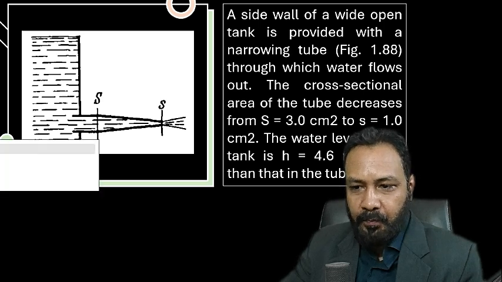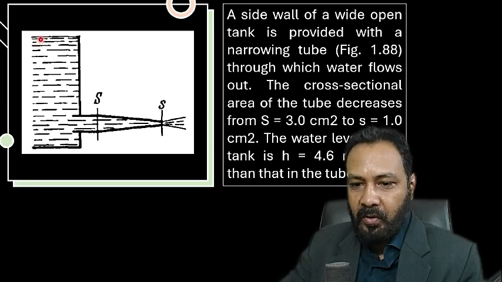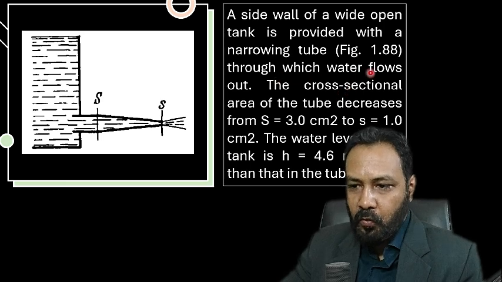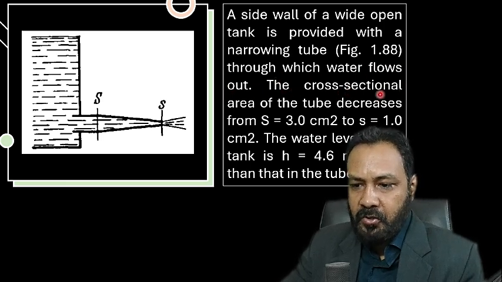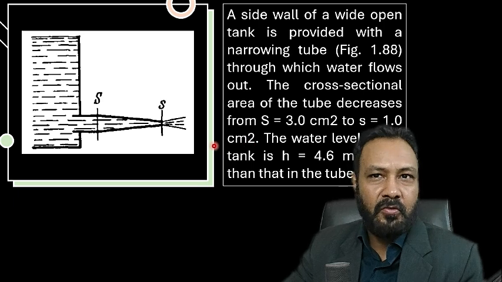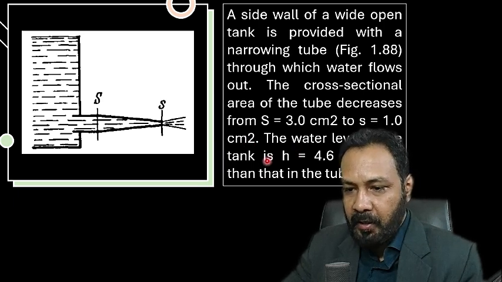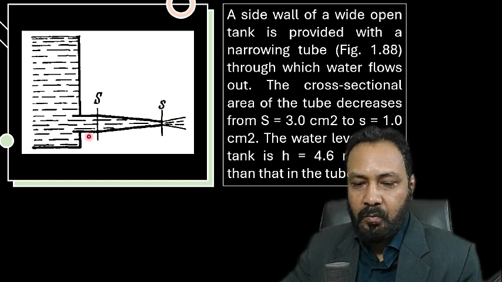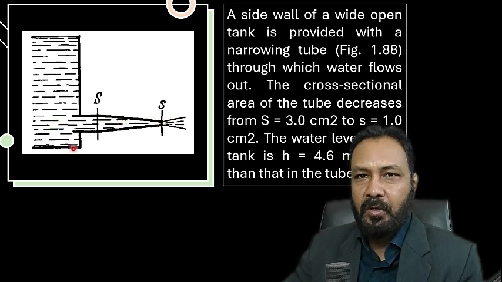The question states: a side wall of a wide open tank is provided with a narrowing tube, a tapering tube, through which water flows out. The cross-sectional area of the tube decreases from S = 3.0 cm² to s = 1.0 cm². The water level in the tank is h higher than that in the tube. So what we have to find? We have to find the horizontal component of the force exerted by the water flow on this tapering tube.